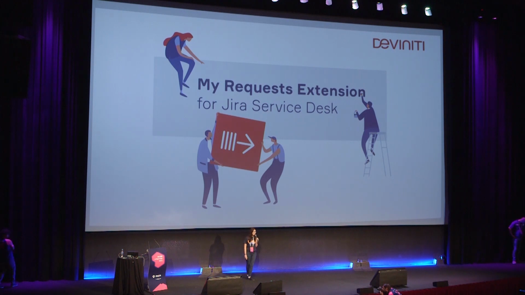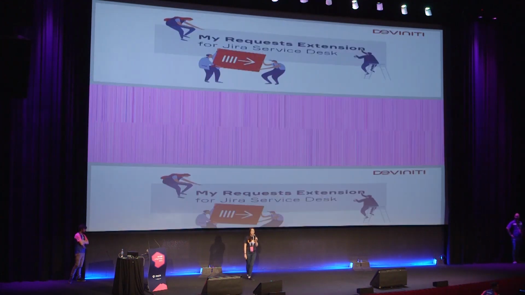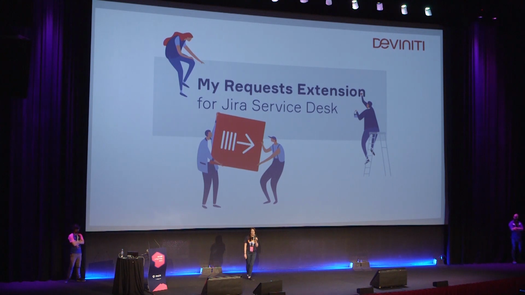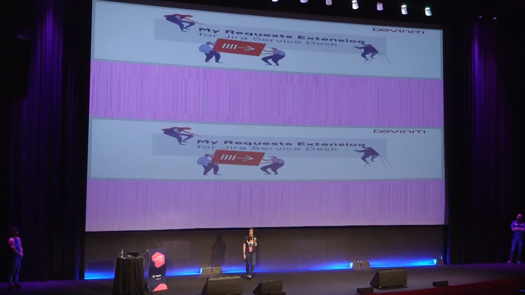We designed the new app, and recently we released My Request Extension for Jira Service Desk. This app extends the standard My Request list. We can add new columns, we can sort these columns, and we can filter by service desk, organizations, request types and statuses. So I think that we will patch the big hole in the native service desk.